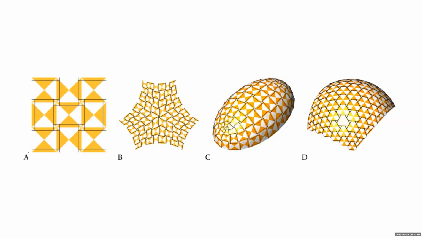So you've got A here with those triangular shapes. B's got different shapes and different connections. C's got it laid over a curved surface, and D's got it laid over another curved surface. And the geometry changes, and there's more triangles in D.